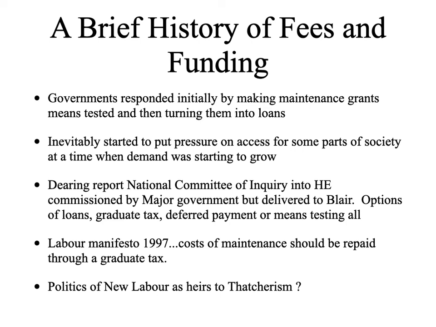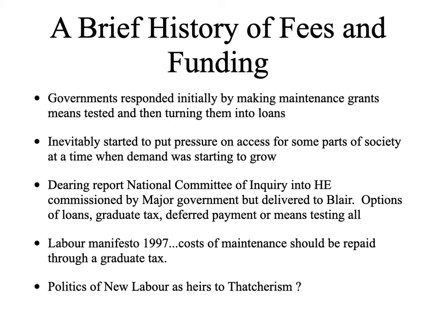The Dearing report of the National Committee of Inquiry into Higher Education was commissioned by John Major's government after he had succeeded Margaret Thatcher, but was actually delivered to Tony Blair after 1997, when Labour had won a landslide general election victory. Various options were put forward at the time: loans, a graduate tax, deferred payment, means testing for all. And in the Labour manifesto of that 1997 election, it stated that the costs of maintenance, living expenses, should be repaid through a graduate tax.